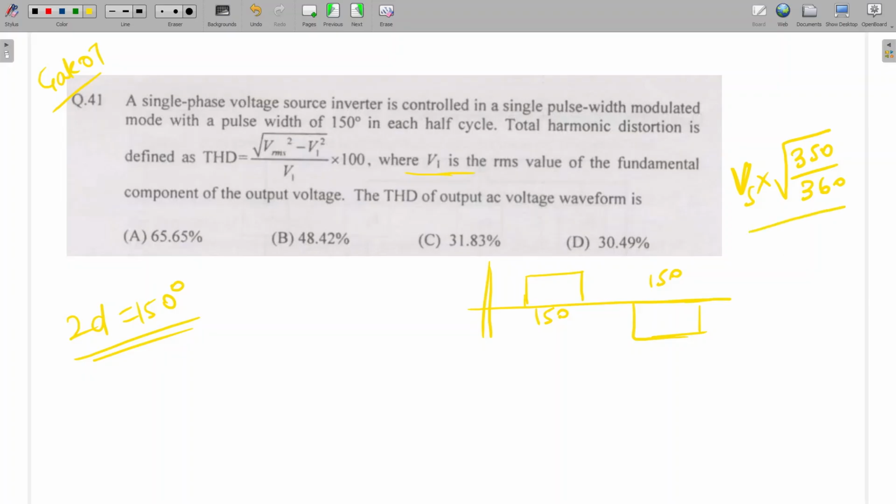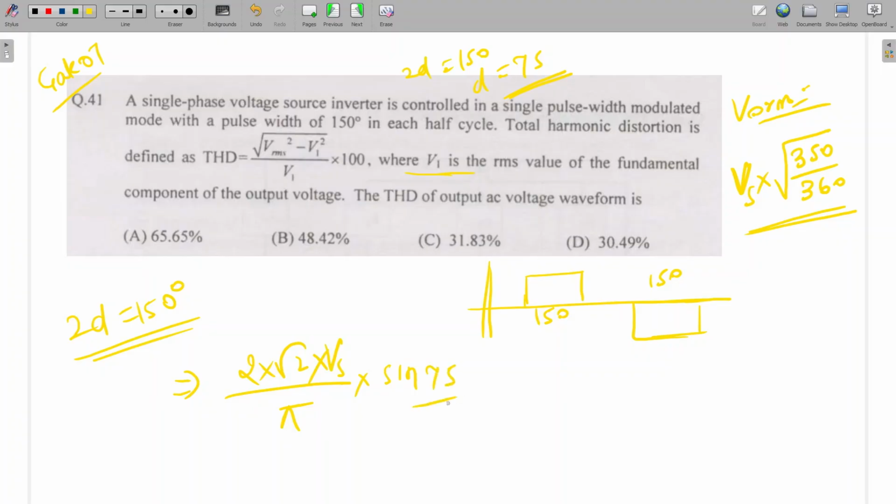This will be the RMS value of the waveform, VO RMS. Okay, and what is the fundamental value? So the fundamental value will be 2 into root 2 into Vs by pi into sin n pi by 2, that will be 1, n is equal to 1, into sin nd. Nd means how much? D is equal to 75. 2D is equal to 150. D will be how much? 75. Is it okay? Yes, sir. So that will be sin 75.